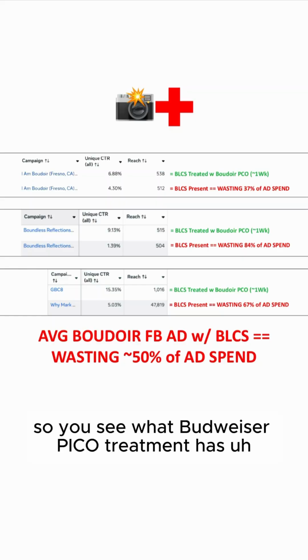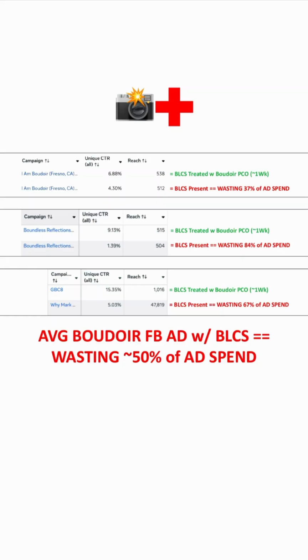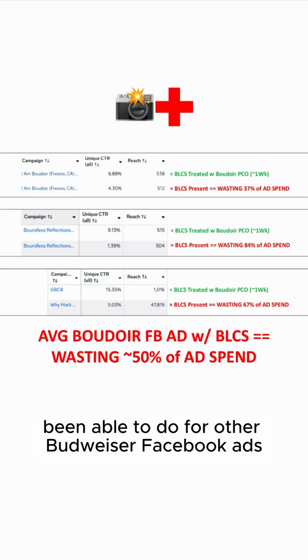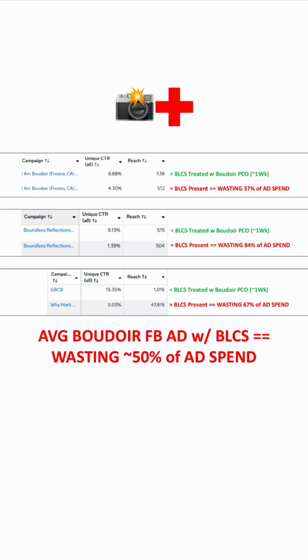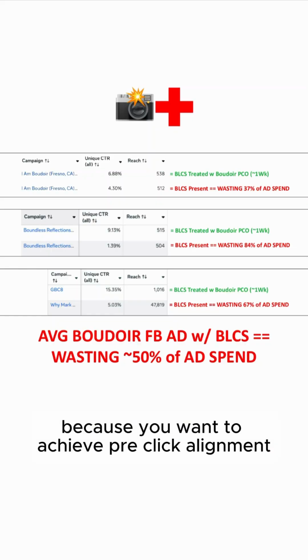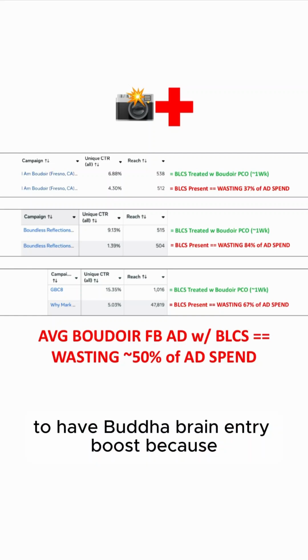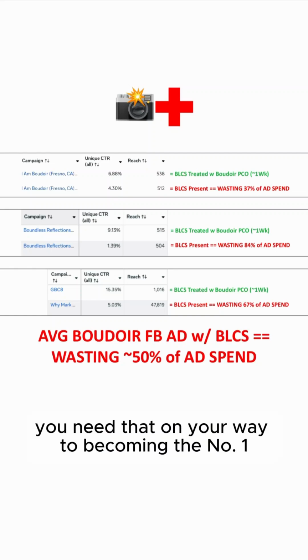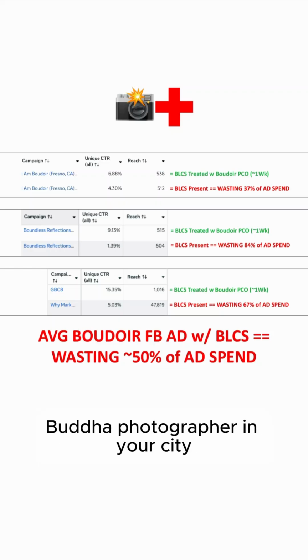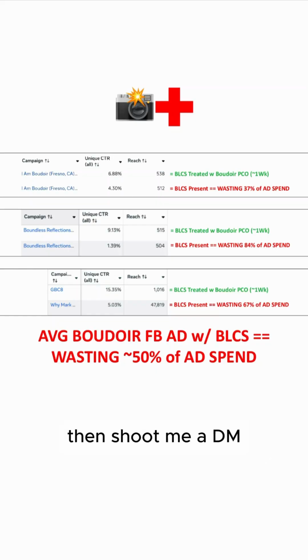So you're seeing what Boudoir Pico treatment has been able to do for other Boudoir Facebook ads, and you want that outcome because you want to achieve pre-click alignment to become a dominant Boudoir advertiser, to have Boudoir brain entry boost, because you know you need that on your way to becoming the #1 boudoir photographer in your city. Then shoot me a DM.